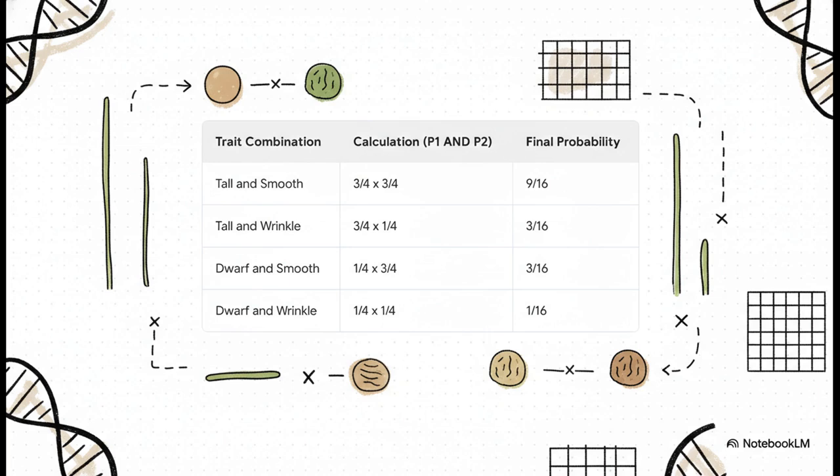Check it out. To find the probability of an offspring being tall and smooth, we multiply their individual chances. 3/4 times 3/4 gives us 9/16. What about tall and wrinkled? Well, that's 3/4 times 1/4, which is 3/16. And we do the exact same thing for dwarf and smooth, and finally for dwarf and wrinkled. Each one is just a simple multiplication.